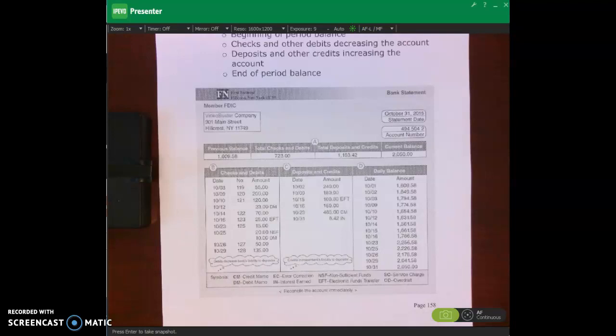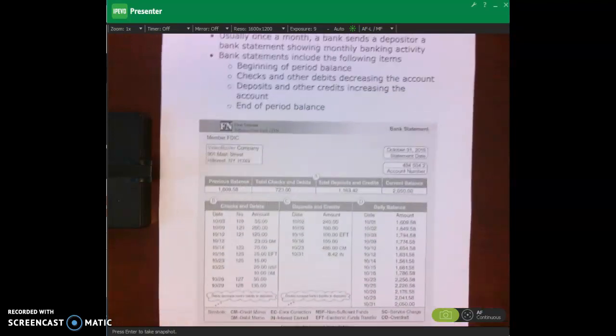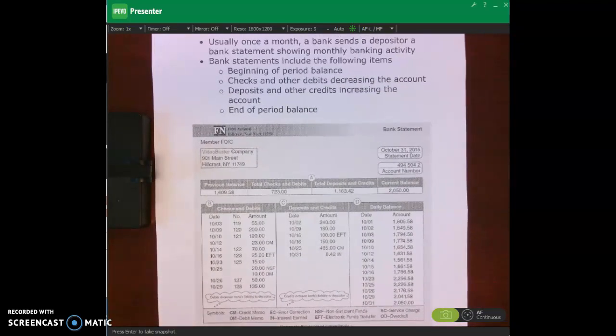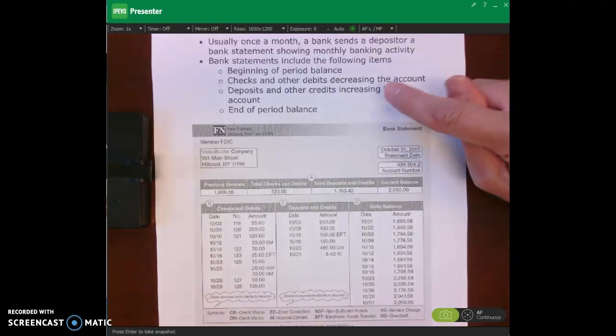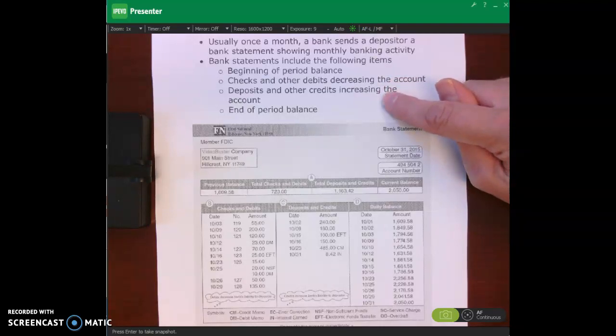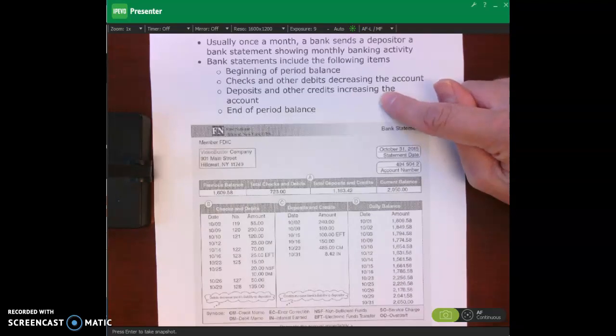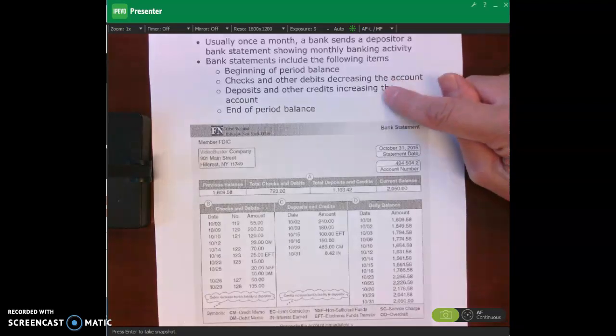Now, this could be confusing to you: checks and other debits decrease our account. When we have a cash disbursement, the bank sees that as a debit. Well, that doesn't make sense, because a debit to cash means the cash is going up. And when we deposit money in our bank account, the bank treats that as a credit. That doesn't make sense either, because cash is credited when it goes down. So what we're seeing here is the reverse.